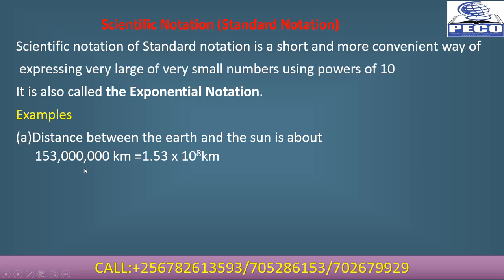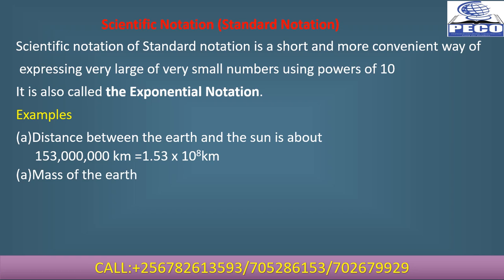And how do you write it? You count. You say 1, 2, 3, 4, 5, 6, 7, 8, 9. So you put a point here and you count the rest. 1 point. What are the remaining? 1, 2, 3, 4, 5, 6, 7, 8. So you say 1.53 times 10 to the power 8, which is the scientific notation.